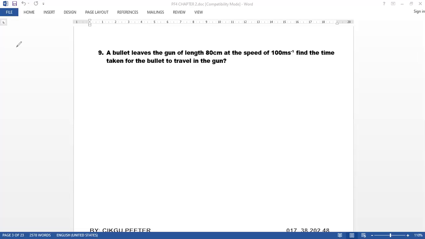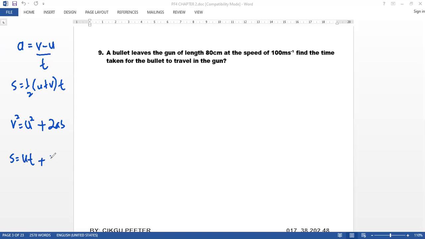So we are playing with all the formulas that we know today. We are playing with the formula a equals v minus u over t. s equals half u plus v times t. Then we have the formula v squared equals u squared plus 2as. Then s equals ut plus half at squared. So these are the formulas we have now.